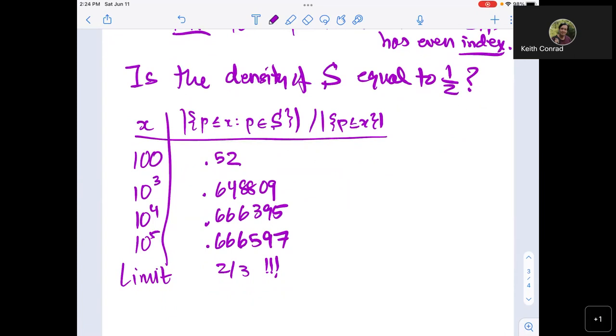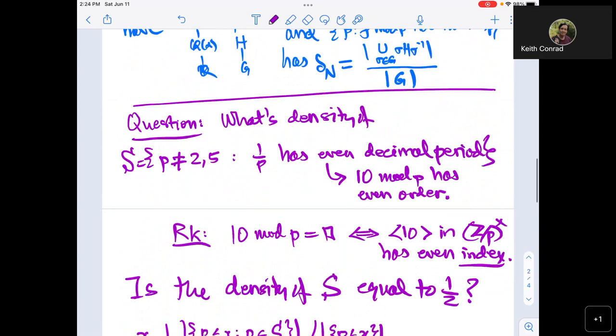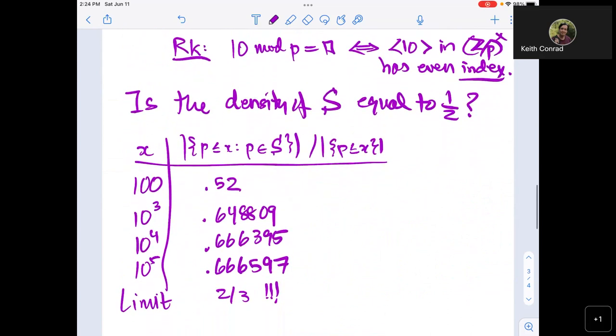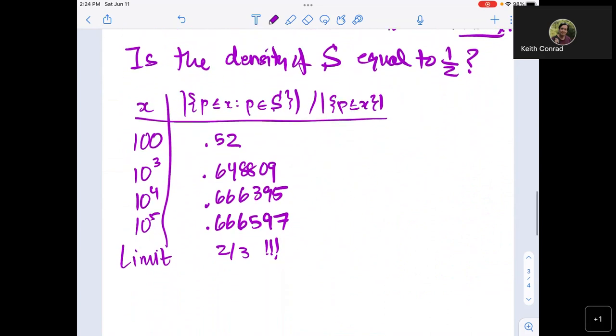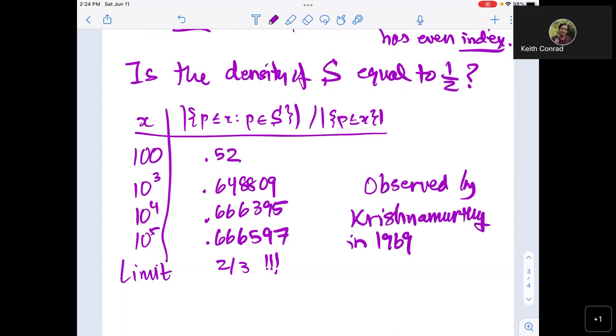See, it's not always true that if you have even or odd options that it should be 50-50. If you're asking how often is 10 a square mod p, square and non-square, half the numbers are squares mod p, half are not, and the density as you vary p really is 1/2. But this is a complementary question, and it is not 1/2. That's kind of striking. So this was an observation. This was observed by Krishnamurti in, I don't know, it sounds like observed by Smith. I don't know. But in any case, 1969 in the Journal of Recreational Mathematics.